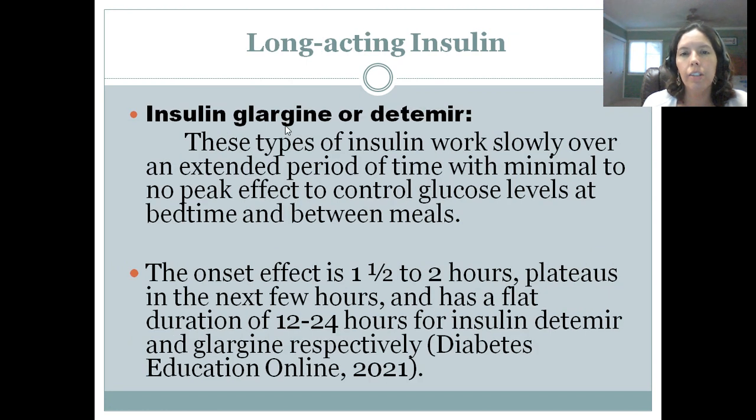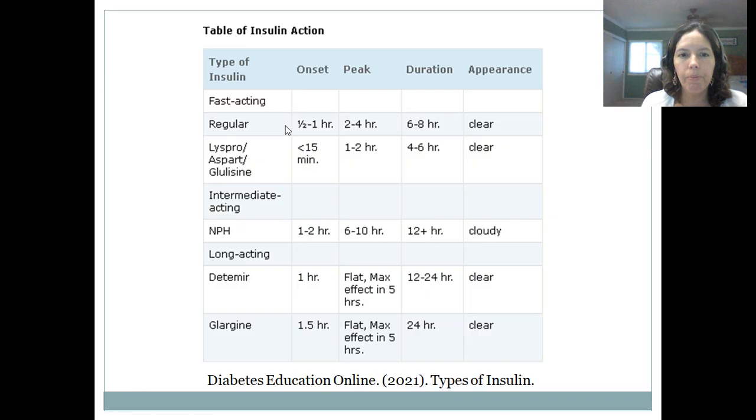Long-acting insulins such as glargine or detemir work slowly over an extended period of time with minimal to no peak effect to control glucose levels at bedtime and between meals. The onset effect is 1.5 to 2 hours, which then plateaus in the next few hours and has a flat duration of 12 to 24 hours for insulin detemir and glargine, respectively.